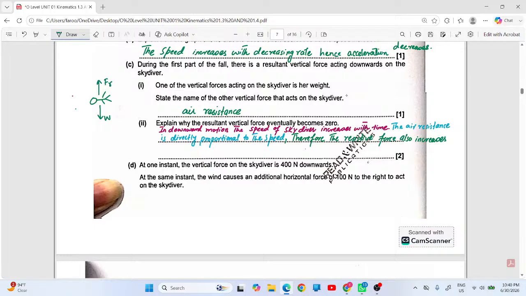Therefore the resistive force also increases and eventually becomes equal to weight.